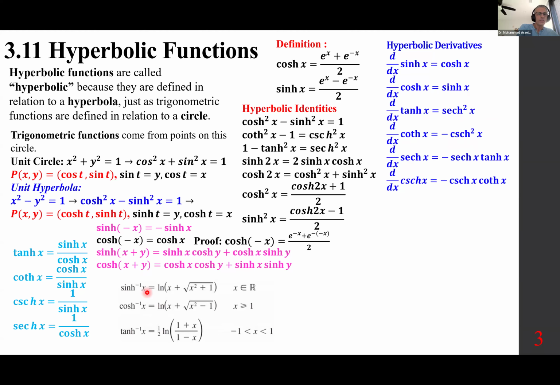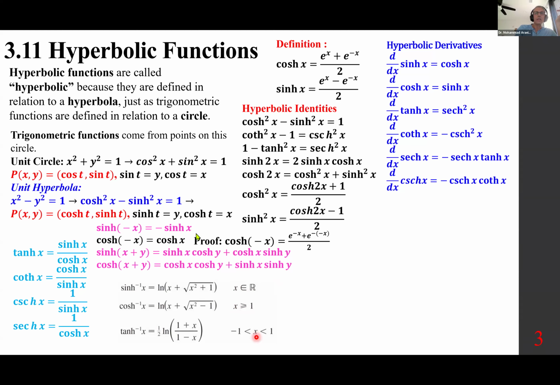Sinh inverse becomes natural log of x plus square root of x squared plus 1. Cosh inverse of x is natural log of x plus square root of x squared minus 1. And hyperbolic tangent inverse is half of ln of 1 plus x over 1 minus x. In this case, x is all real numbers. This one, x larger than or equal to 1, and this one between negative 1 and 1.